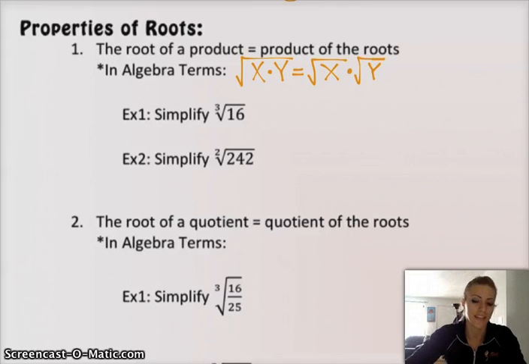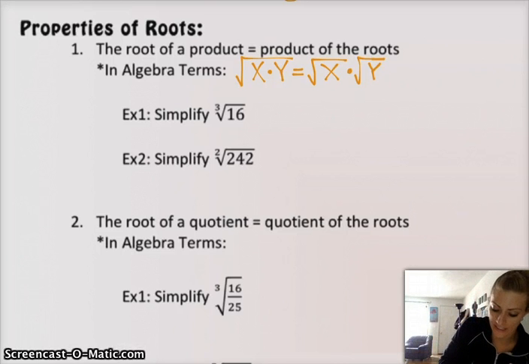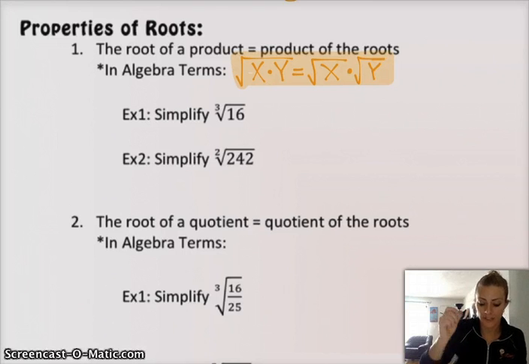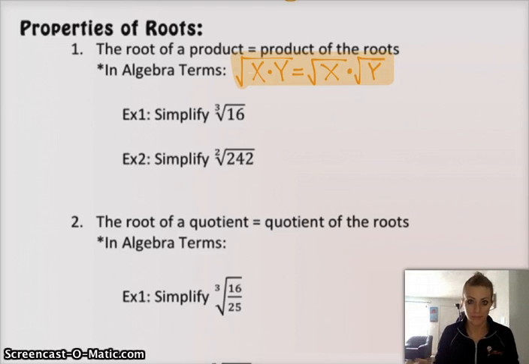So the algebra version of this is that the square root of x times y is equal to the square root of x times the square root of y. Now you guys have already seen this in class, like we've already done problems with this, but it's just kind of solidifying that actual rule. And so basically what we can do is, for example, simplify the cube root of 16.